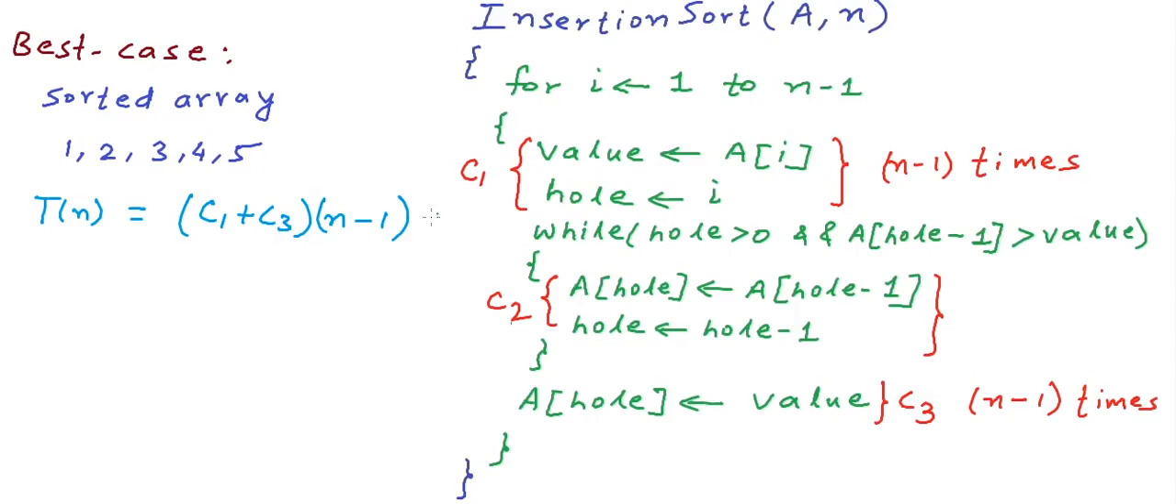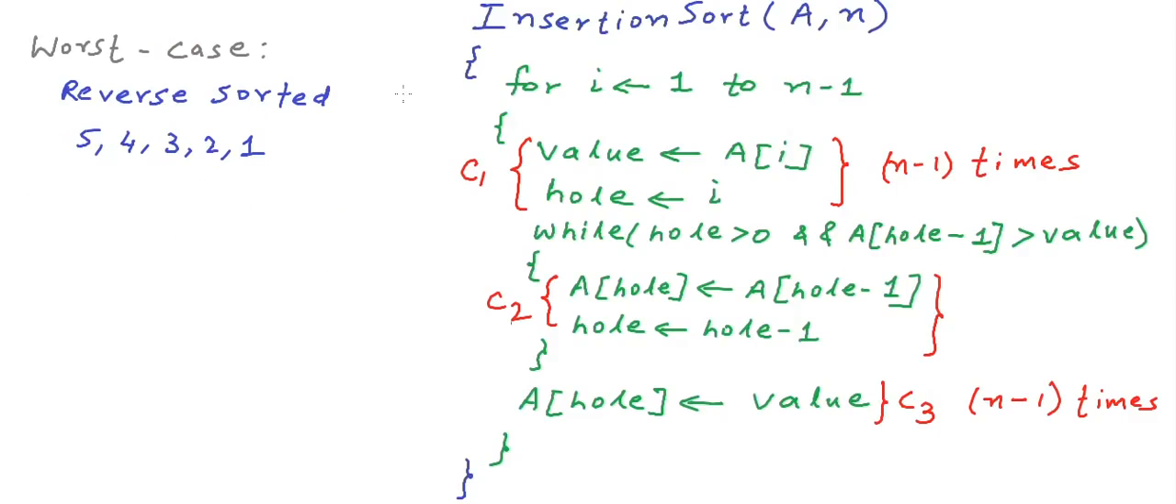So we have a polynomial like a(n) plus b, where a and b are some constants in terms of c1 and c3. And whenever we have a polynomial like this for the running time, it belongs to the set big O of the highest order term in the polynomial. So this will be big O of n. So insertion sort is big O of n in best case.